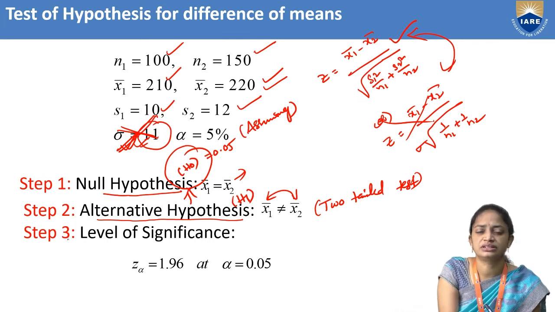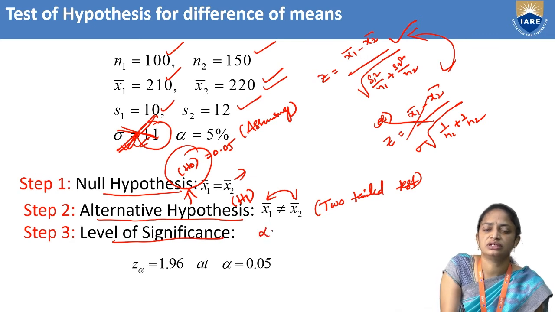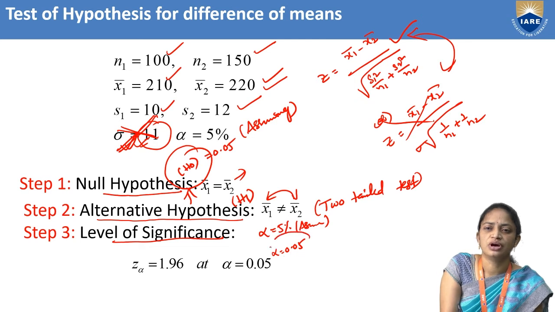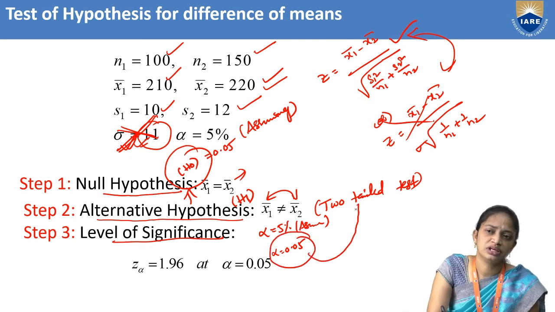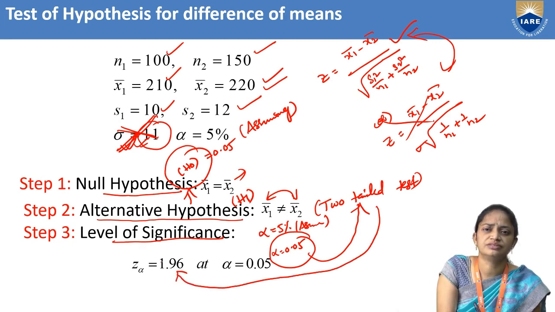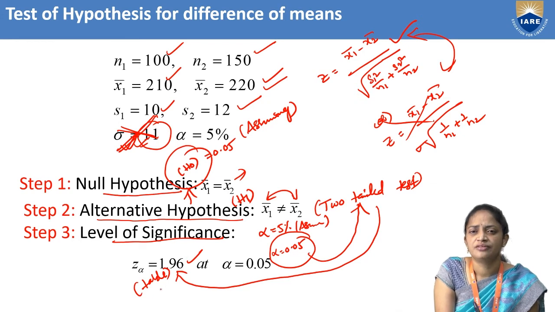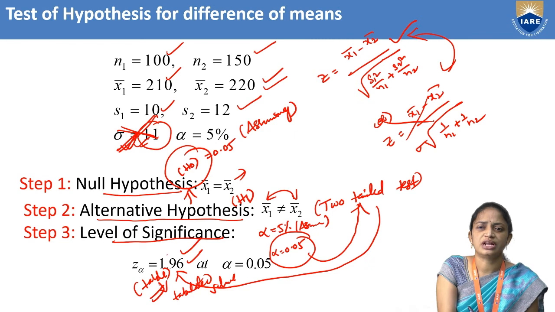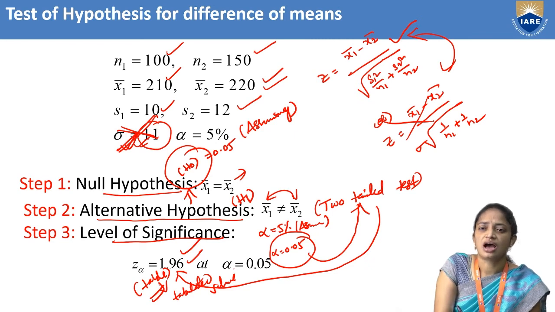Next one is step 3, level of significance. In level of significance they have not given the alpha value, so we are assuming that alpha is 5%, that means alpha is 0.05. If alpha is 0.05 in a two tail test, then z alpha is 1.96. We have to take it from the table, so that is the tabulated value. So z alpha value is 1.96, where alpha is 0.05 in a two tail test.